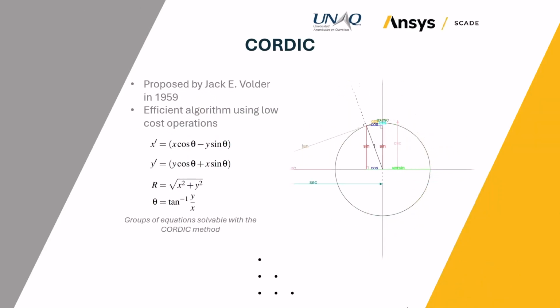CORDIC is an algorithm proposed by Jack Volder in 1959 for the calculation of trigonometric functions, multiplications, and divisions. Nowadays, the use of CORDIC has expanded to many mathematical operations such as logarithms, exponentials, and square roots. The CORDIC advantage is its efficiency, allowing its operations to be done using additions, subtractions, and bit shifts. These operators are considered low-cost in programming due to their minimal computational requirements.